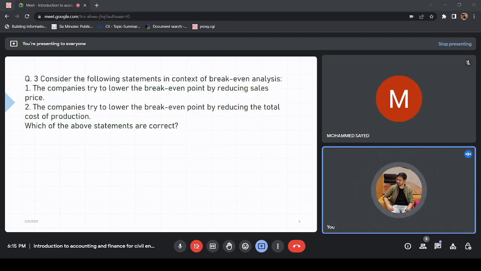Coming to the next part, consider the following statements in context of break-even analysis. The companies try to lower the break-even point by reducing sales price, and the companies try to lower the break-even point by reducing the total cost of production. Which of the above statements are correct?